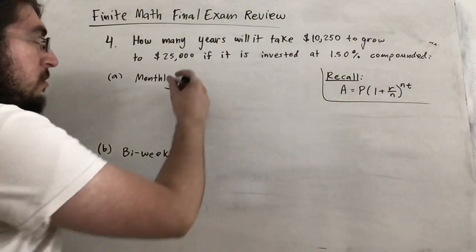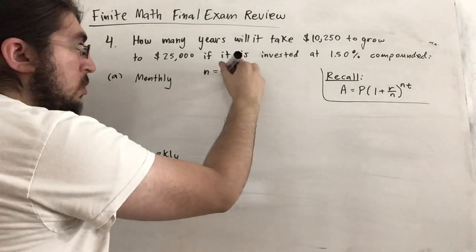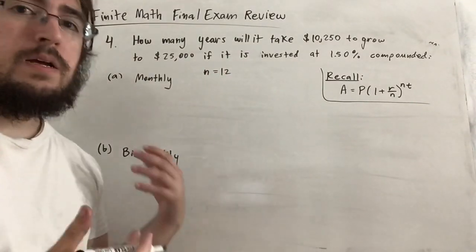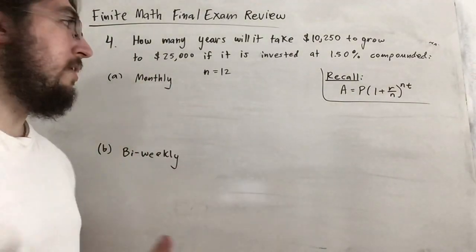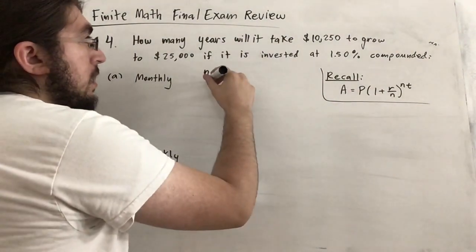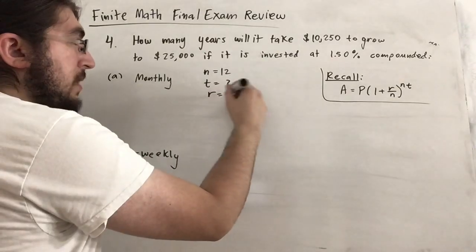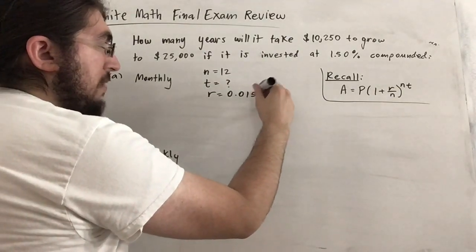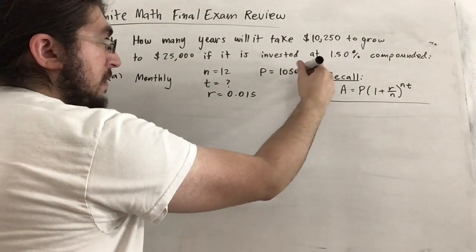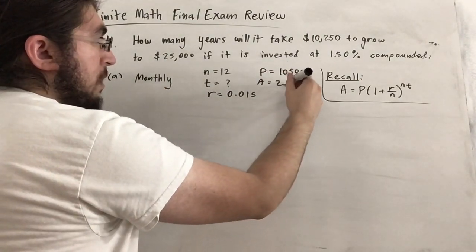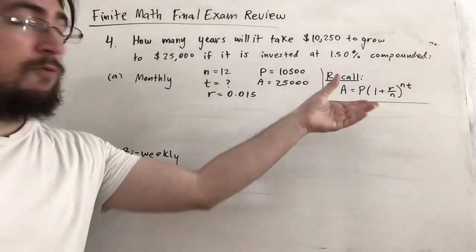So now there's a few things we get for A. So right away, monthly tells me n is 12 because monthly means 12 times per year. So monthly says months, and there's 12 months in a year. So that's basically what I'm thinking. t is unknown because we want to find how long it'll take. r is given, but I need it in decimal, so that's going to be 0.015. Good. P is the initial amount, that's 10,500. And A is the final amount, which is 25,000. Great. So now what we need to do is plug these into this formula and solve for t.